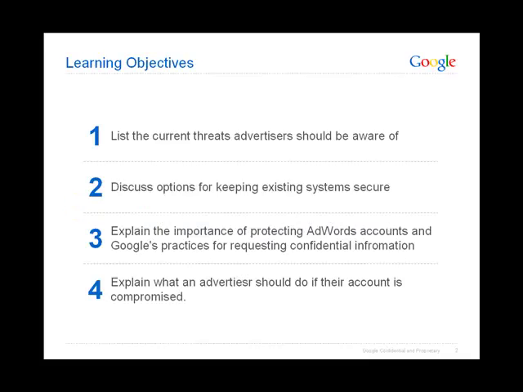By the end of this session, you should be able to: 1. List the current threats advertisers should be aware of. 2. Discuss options for keeping existing systems secure. 3. Explain the importance of protecting AdWords accounts and Google's practices for requesting confidential information. And 4. Explain what an advertiser should do if their account is compromised.